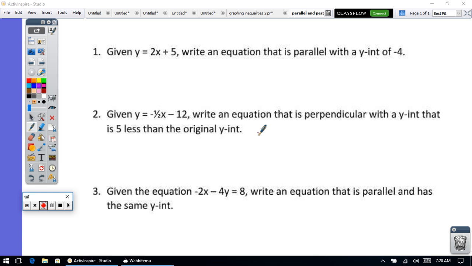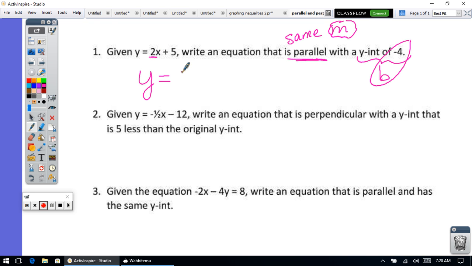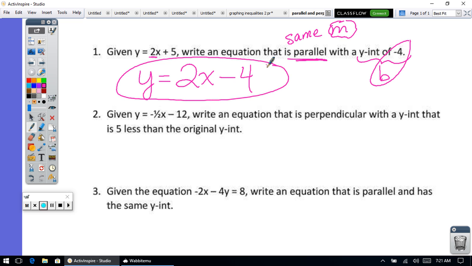One, given y equals 2x plus 5, write an equation that is parallel. Parallel means they have the same slope with a y-intercept of -4. So we're going to change that y-intercept to -4. So let's do this here. Same slope. Your slope is the coefficient in front of x. So we're going to start off and say y equals 2 is my slope. And then we need to change the y-intercept to -4. There's our answer.